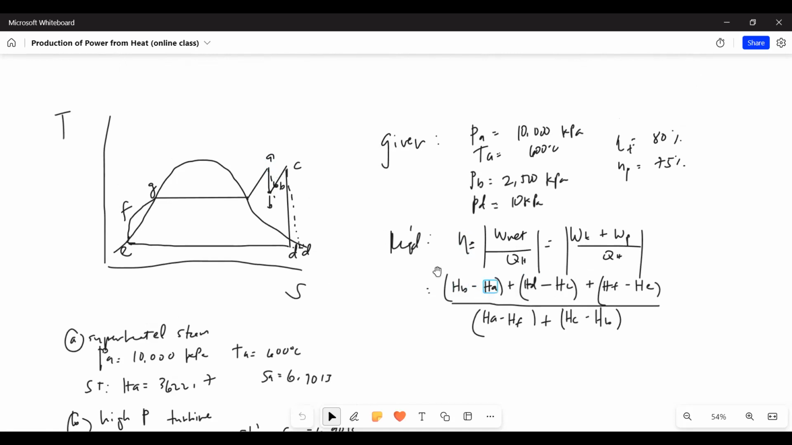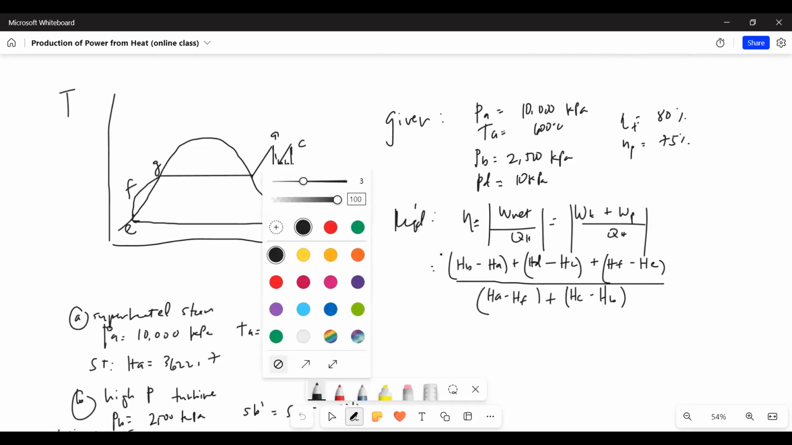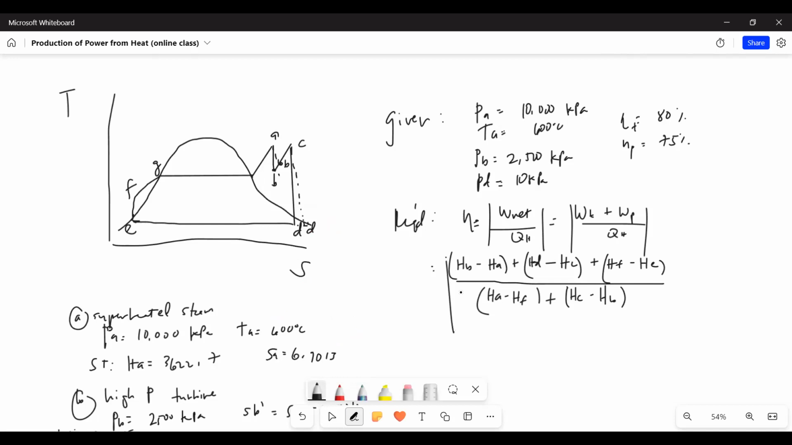So we have HB minus HA right here and HD minus HC. So this accounts for the two turbines, and then we also have the work required by the pump. Okay, and don't forget for efficiency we need to put the absolute value sign, and multiply by 100.